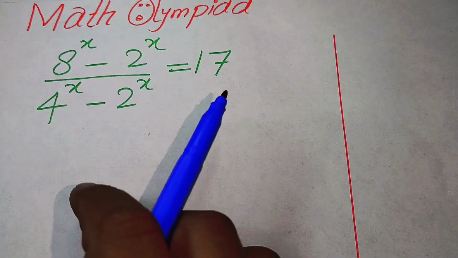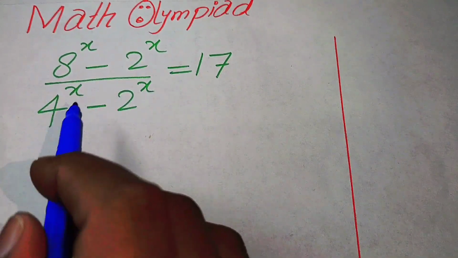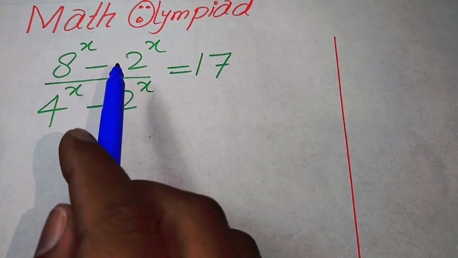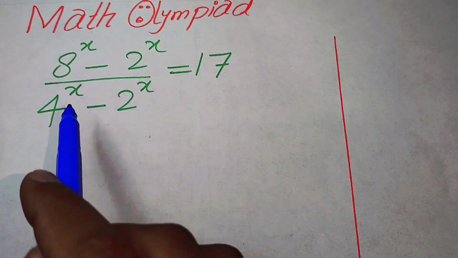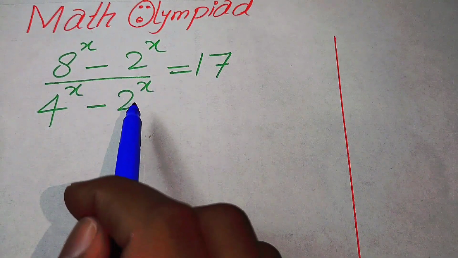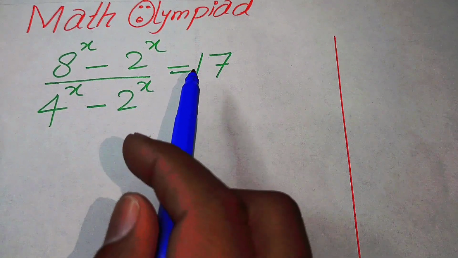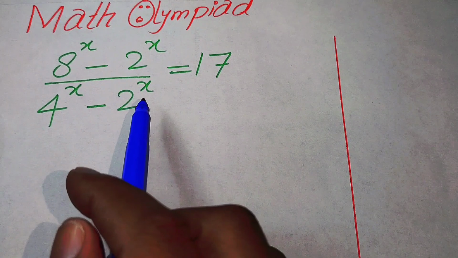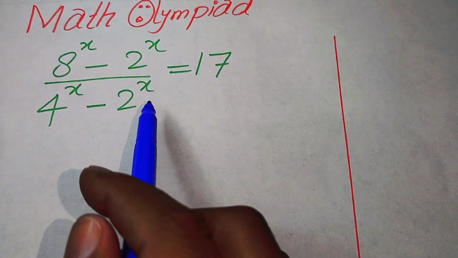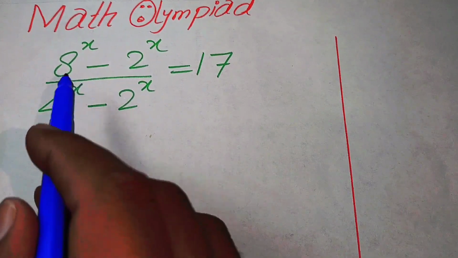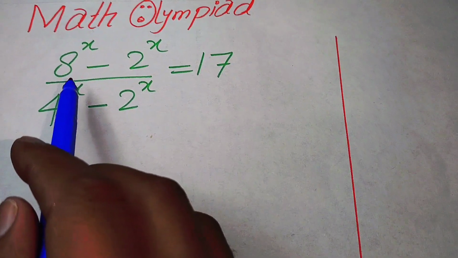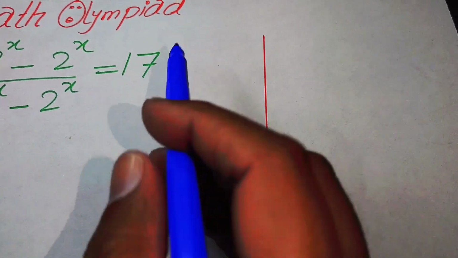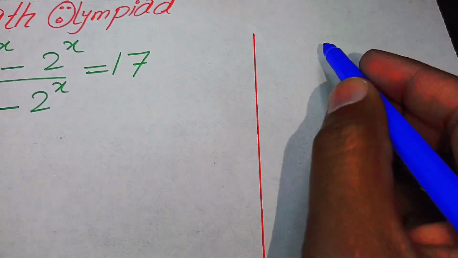So the very first thing we are going to do: here we can see our question statement, (8^x − 2^x) / (4^x − 2^x) = 17, and we will find the value of x by using the exponent laws. The first thing we see in our question statement is 8^x, so I will first explain this term.